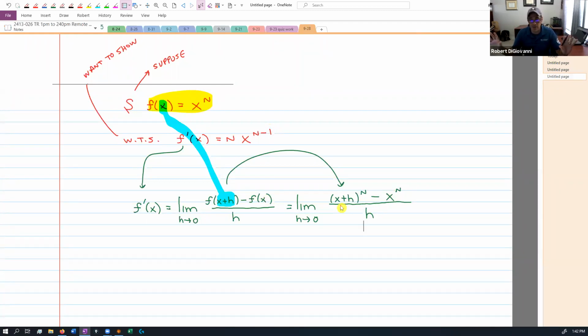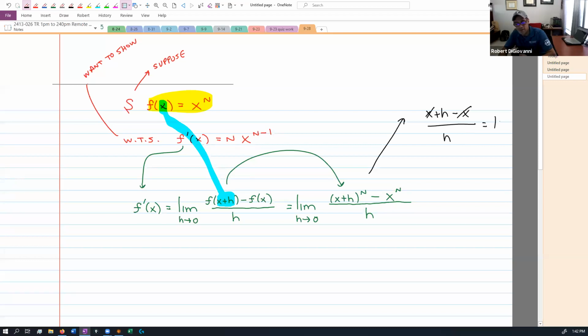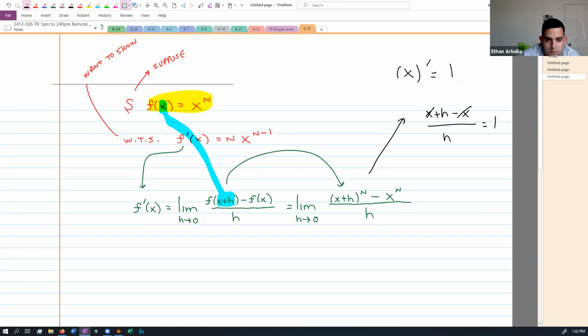N can be any number. Okay, that's the whole point of this. If n was 1, this problem we'd be done. What would happen if n was 1? X would subtract from x and you'd have h over h, which is 1, right? But that matches what we said earlier, right? What is the derivative of x? Yeah, I was gonna say, that's a mathematical proof of the derivative of x right there. Which I did not show you because I felt I could convince you with the picture, right?